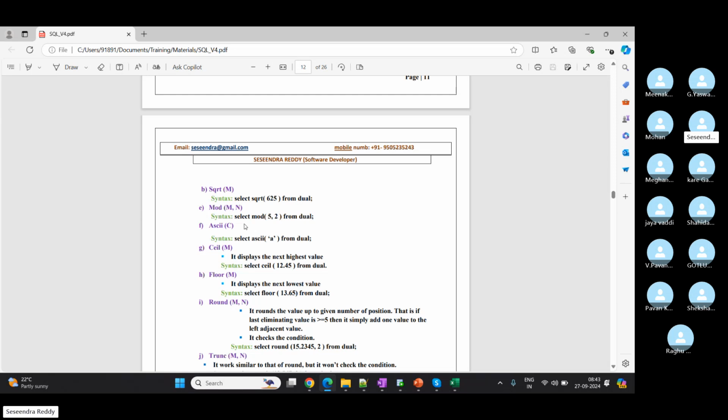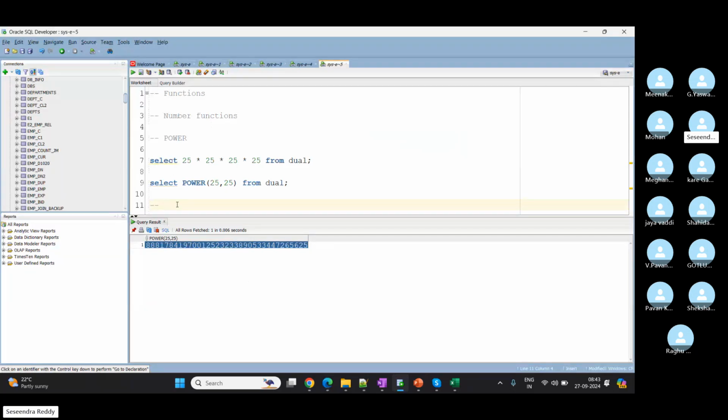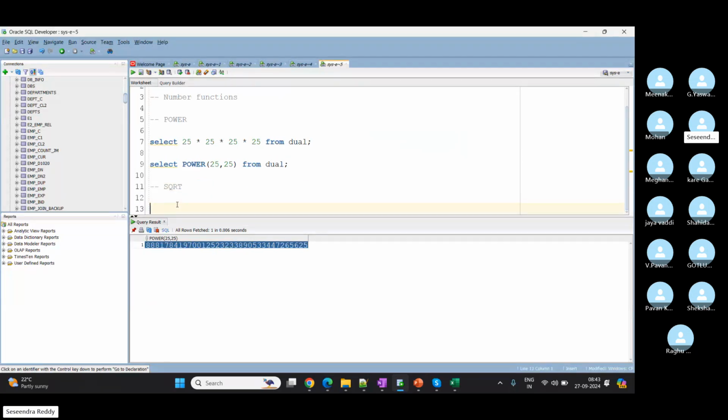And same way square root, right? Just opposite to power. So if we use square root, it can give the square root value of specific number. Okay, so instead of power, let's say 625. So here square root.